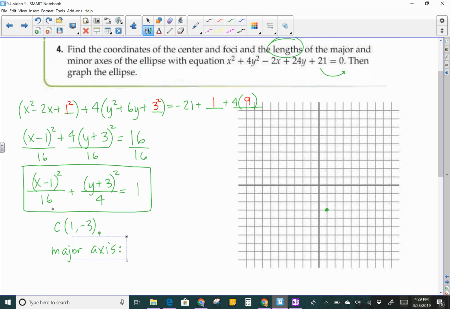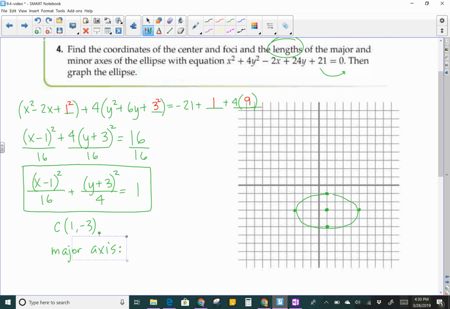I graph the center. How far do I go left and right? That's underneath the x, so I'm going to go left and right 4 units. 1, 2, 3, 4. 1, 2, 3, 4. How far am I going to go up and down? Under the y is 2. 1, 2. 1, 2. And then I'm going to connect.